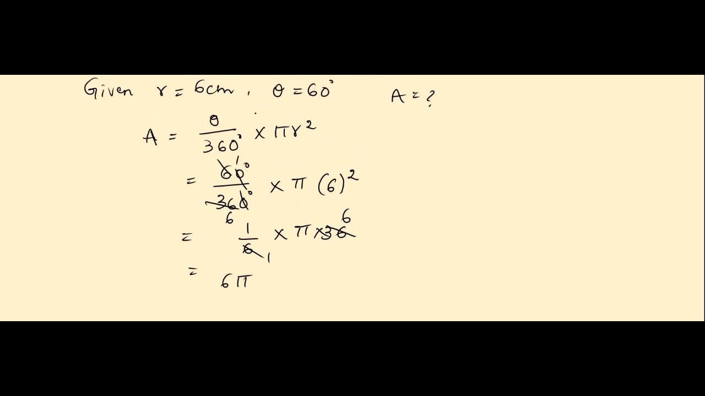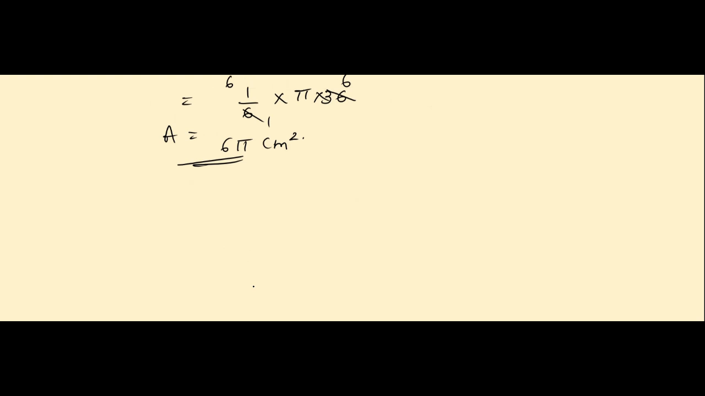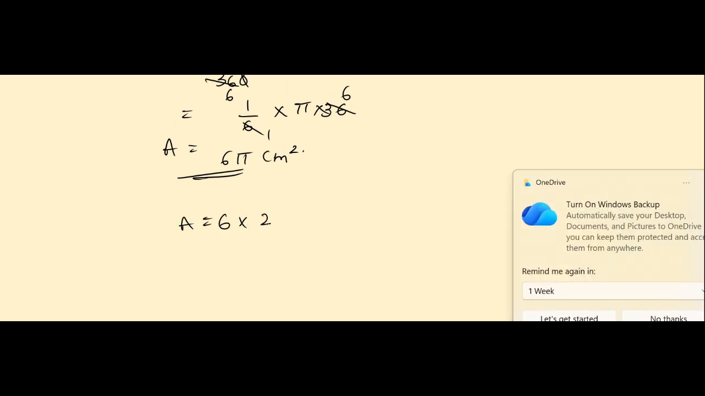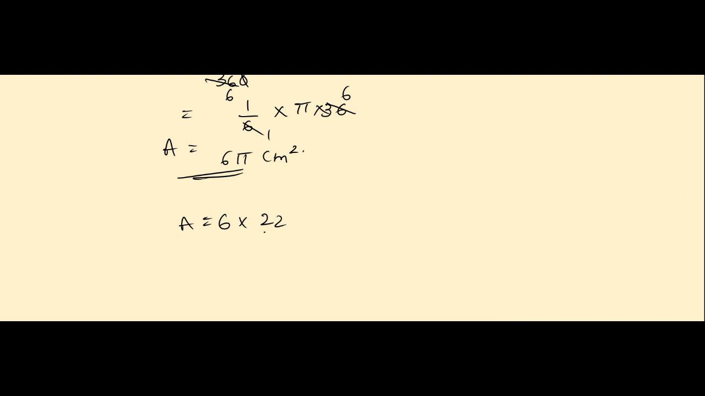They have given the radius in centimeter, that's why the area is in centimeter square. So area is equal to 6 pi centimeter square. Or if they tell you to use pi as 22 by 7, you can apply 22 by 7 into 6, simplify, and write it as 18.86 centimeter square. That is the area.